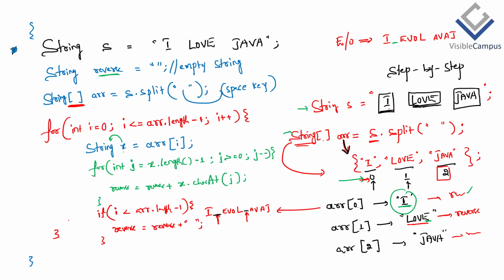Then outside the outer for loop, inside the main method, use a print function to print which variable? Reverse is the variable in which our entire output is going to be, which is nothing but I love Java. No extra space here, no extra space here. Precisely, this is the output we are going to get. Understood? Sure? Yeah.